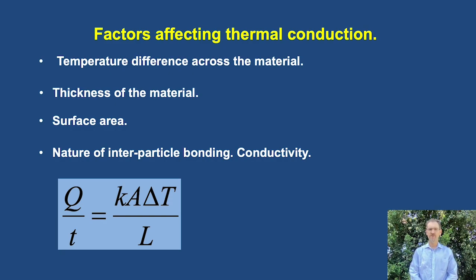Q over t is proportional to the temperature gradient. Delta T is another expression for temperature gradient. What's the temperature at the entry point of the material? What's the temperature at the exit point of the material? The larger the difference between those two temperatures, the larger the temperature gradient. L is the length of the material. This is inversely proportional to the rate of heat flow. So the longer your conduit for passing heat through, the slower that rate of heat flow will be. Surface area in contact with the heat source, surface area in contact with the heat destination. This is proportional to the rate of heat flow.